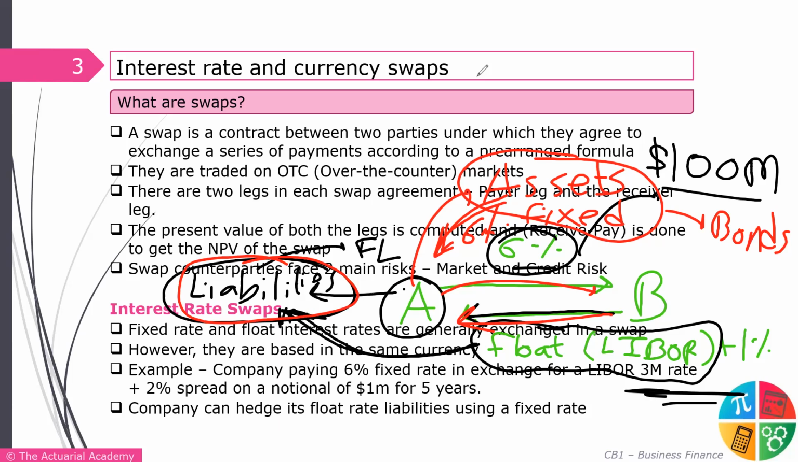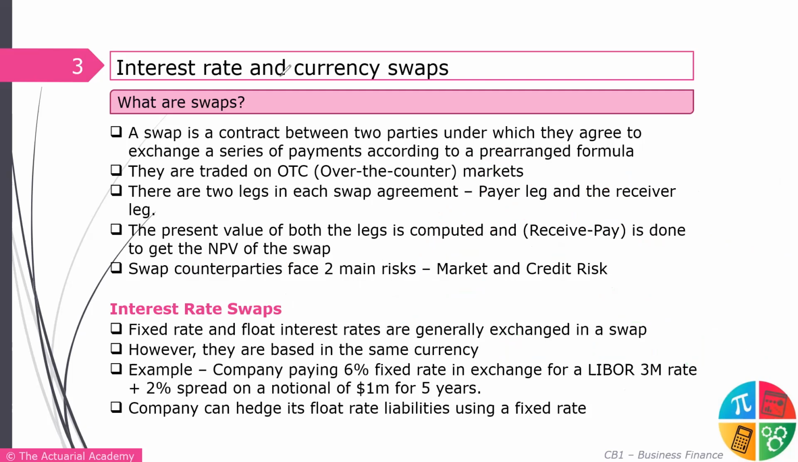You are swapping your interest rate. You are swapping what you have. You are giving it to party B, and what you don't have, you are receiving from party B. So this is the swap, and it's based on interest rate. If it's based on interest rate, then it is known as interest rate swaps. So yeah.